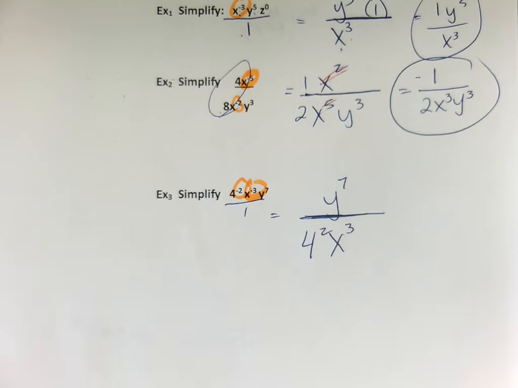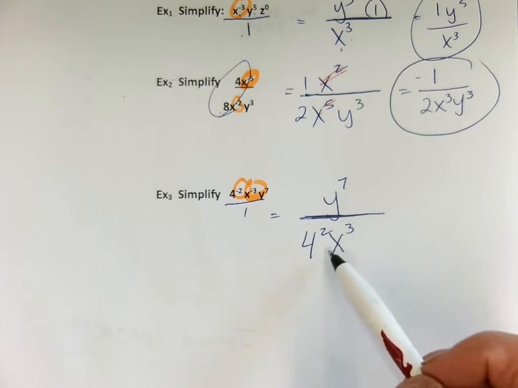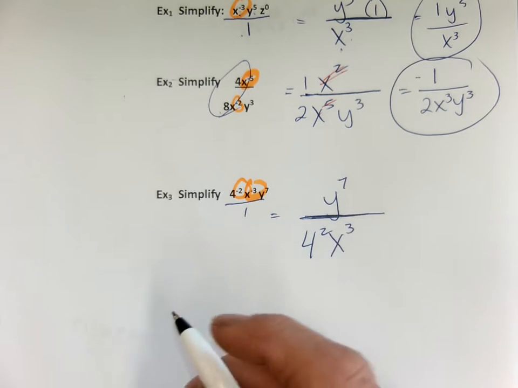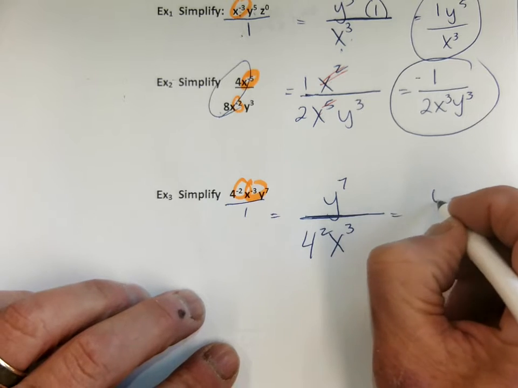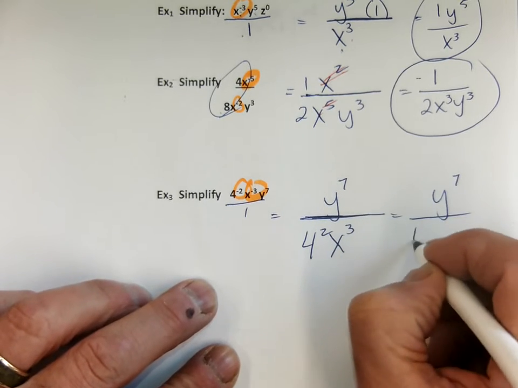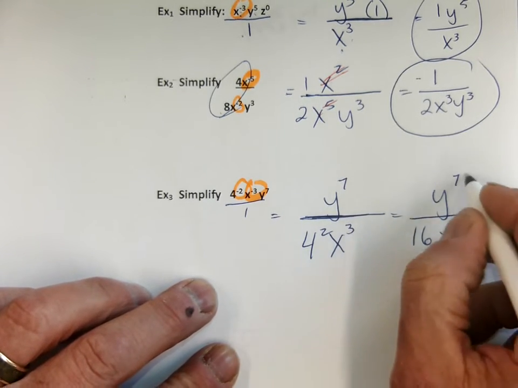One last thing to simplify, what would that be? I could, yeah, what's 4 squared? Yeah, let's just change that to a 16, right? So y to the 7th over a 16x to the 3rd.